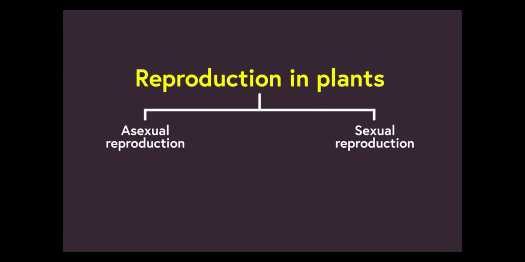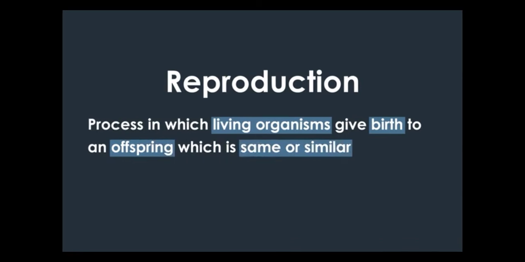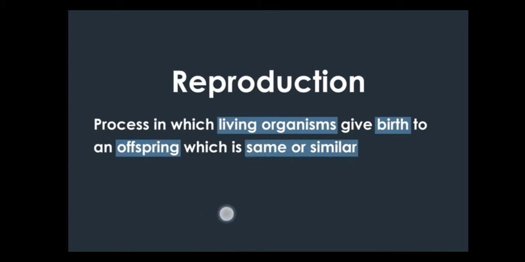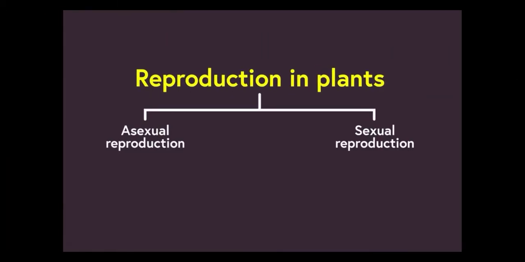So what is this reproduction? Reproduction is the process in which living organisms give birth to an offspring which is the same or similar. Reproduce means to produce a similar one. So in plants, reproduction occurs in two ways. The first one is asexual reproduction and the second one is sexual reproduction.